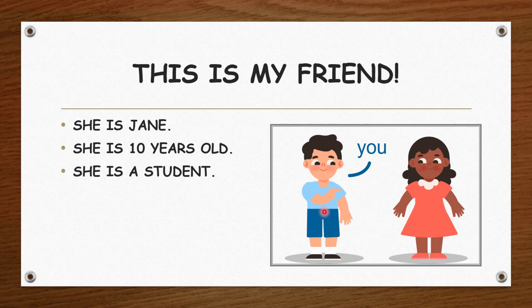Now, John here is talking about his friend, who is a girl. Now, she is Jane. She is 10 years old. She is a student. Now, to talk about her, John used the subject she. Here we are talking about the singular subject pronoun she.